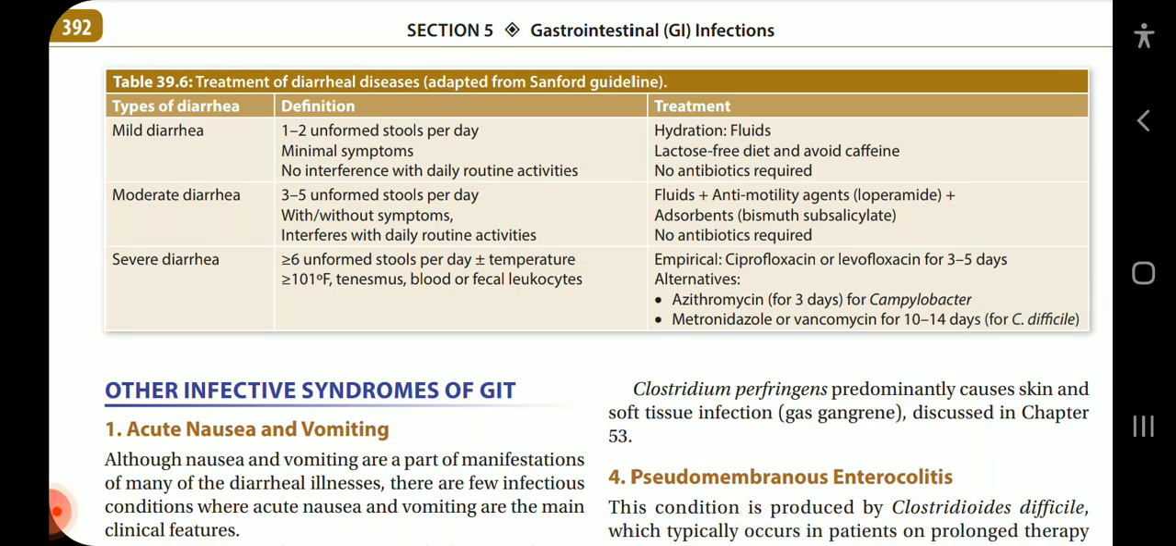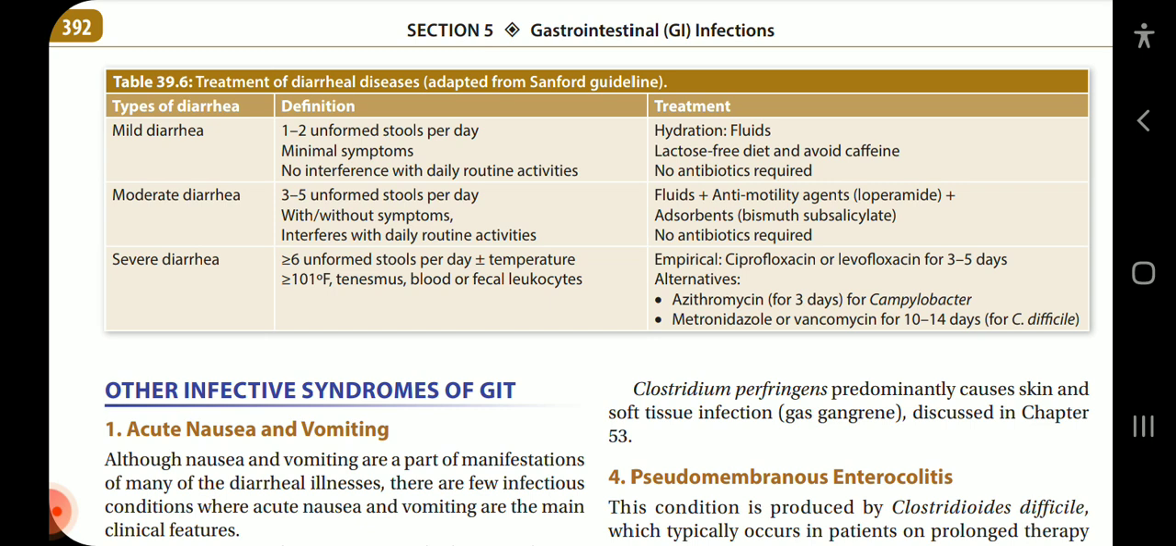Types of diarrhea. Mild diarrhea: 1 to 2 unformed stools per day, minimal symptoms, no interference with daily routine activities. Treatment: hydration fluids, lactose free diet, and avoid caffeine. No antibiotics required.